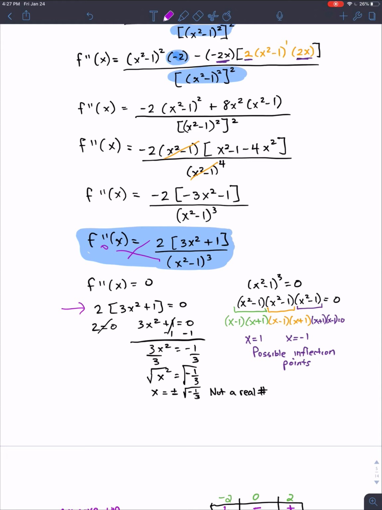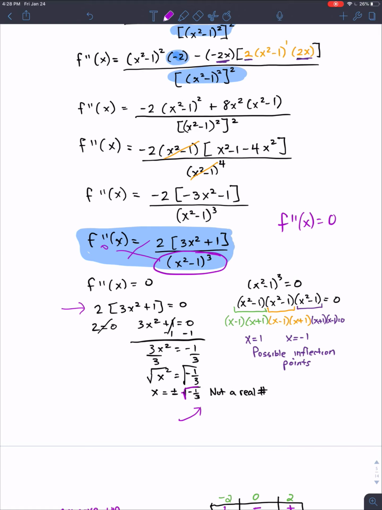When we get down here, we're going to get plus or minus the square root of a negative, which is not a real number. You cannot have the square root of a negative. So that's going to be a problem. And then over here, remember the two ideas: it's where the second derivative is equal to 0, which is a possible inflection point, or where the second derivative is undefined. And it's undefined right here, because if that term is equal to 0, that's where the function is undefined.